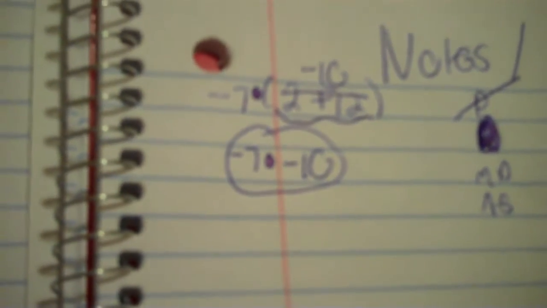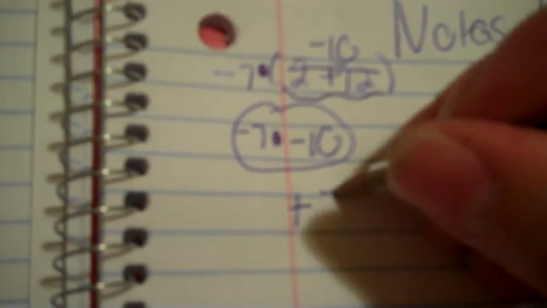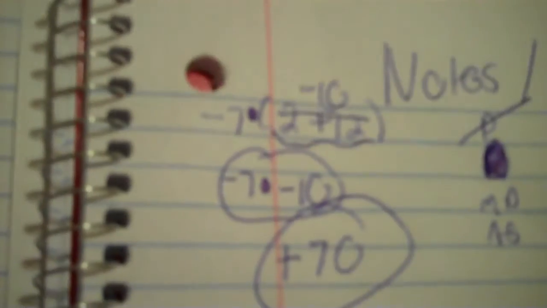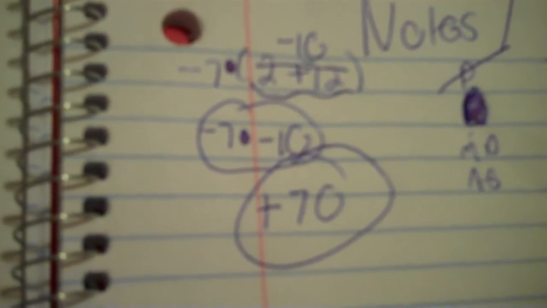Okay, multiplication, yes I do, right there. -7 times -10, and negative times a negative is a positive, and then 7 times 10 is 70. Okay, and that's the answer. You don't have to worry about any of this other stuff because we have the one number at the end. There's no more operations.